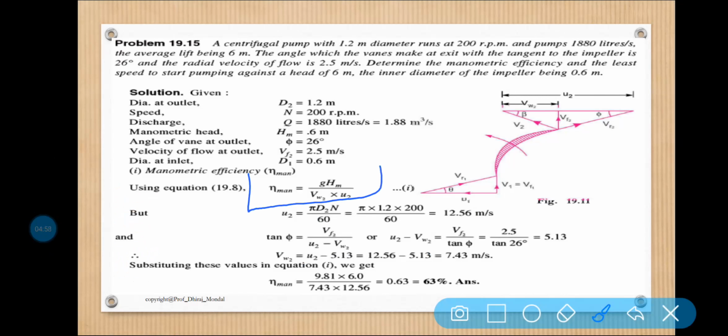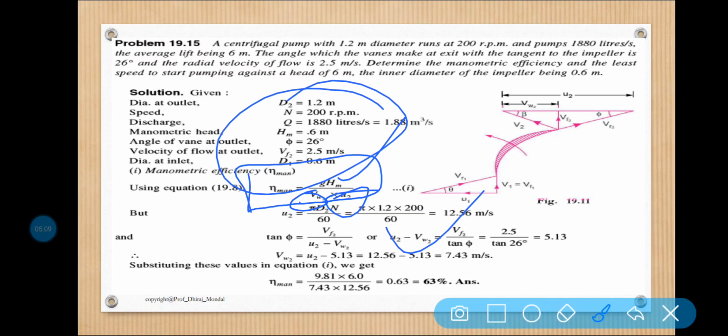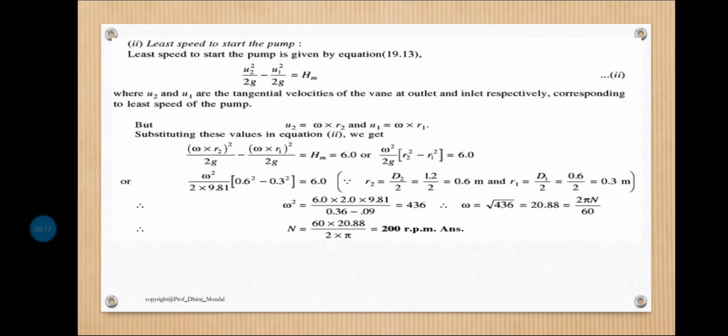Magnetic efficiency. Now put in the equation of magnetic efficiency. From this equation you know that Hm is given, but Vw2 and U2 you need to find out. With the help of this given data you have to find Vw2 and U2, then put in the values and you will get the answer. So 63% is the answer. Clear?